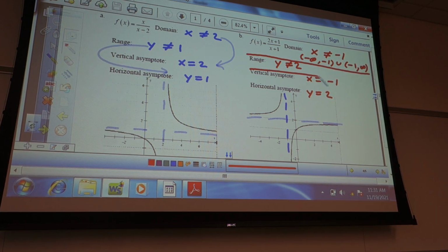And you can also look at the y's as being from negative infinity up to 2, but not touching 2, unioned with 2 to infinity. So if that works better for you, the way you kind of look at it, then do it that way.